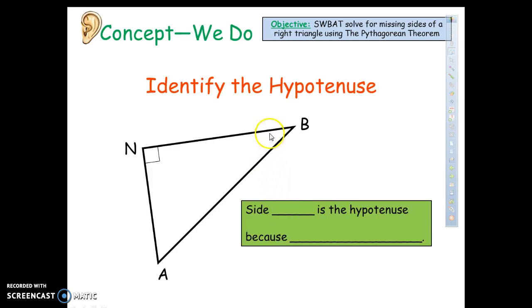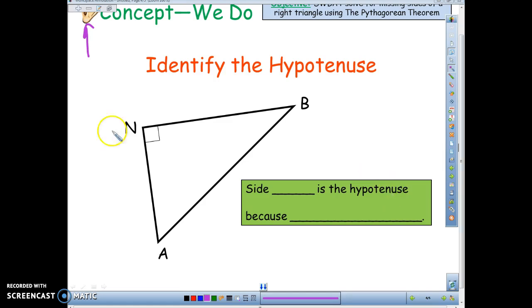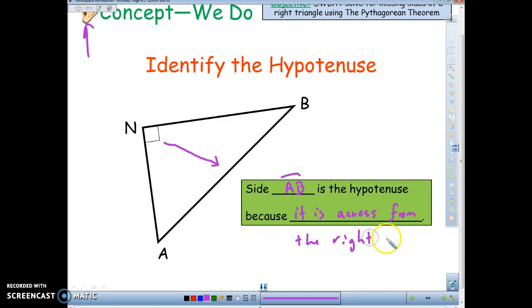So we want to go ahead and identify the hypotenuse on this problem. And this is not in your notes here, you're just listening. This is kind of just a visual identification problem. So I'm looking at my triangle. Which side is the hypotenuse? Well, here's my right angle. The side directly across is my hypotenuse. So therefore, side AB is the hypotenuse because it is across from the right angle. Okay, and that's how you identify it.